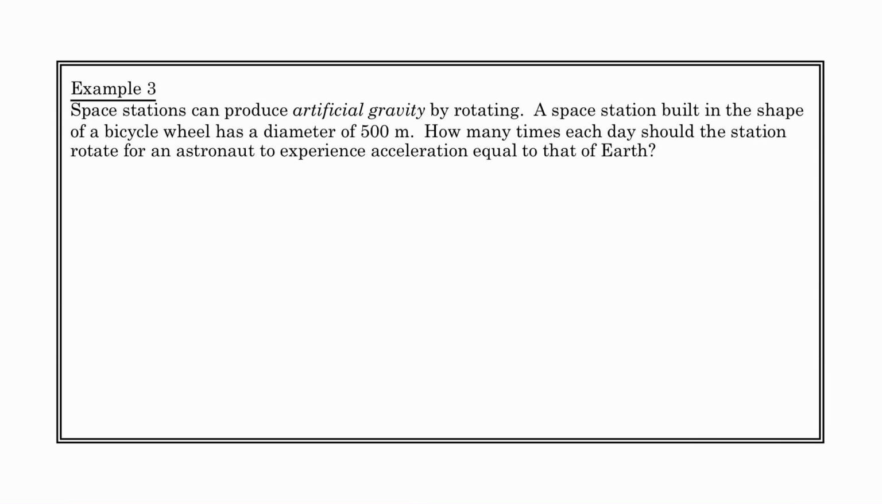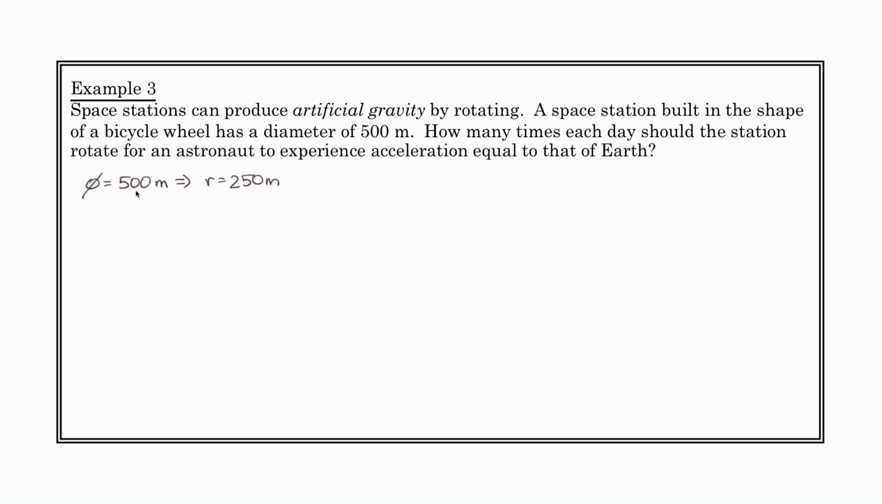Okay? Let's take a look at another example. Space stations can provide artificial gravity by rotating. A space station that's built in the shape of a bicycle wheel has a diameter of 500 meters. How many times each day should the station rotate for an astronaut to experience an acceleration equal to Earth? All right, so this takes a couple more steps. We know that we're talking about rotation. We're talking about uniform circular motion, and we want to experience a pull of gravity, a centripetal acceleration of 9.8 meters per second squared.